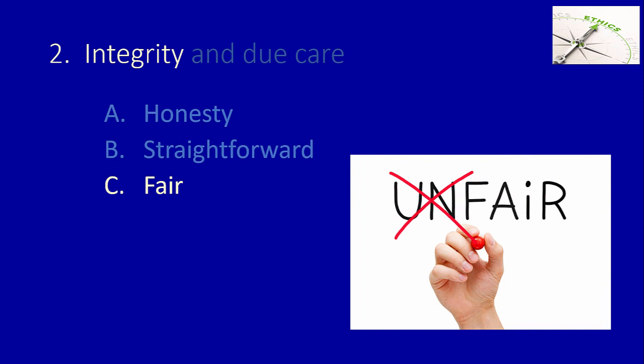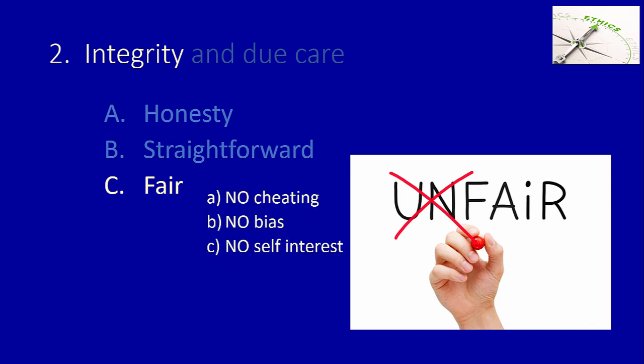Last, we're back to C, fair. So, what does fair mean? It means without cheating or trying to achieve an unjust advantage. It means we will be free of self-interest, bias, or favoritism. So, fair means accountants will never cheat anyone else. They will always act impartially, without bias, and they will protect the rights of others.